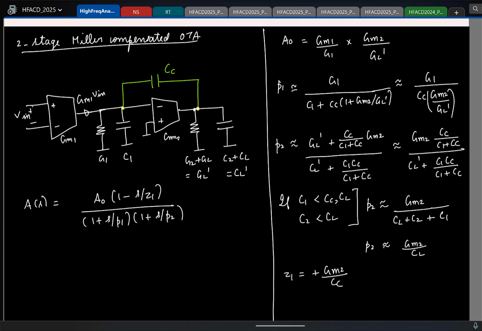So at least now I know GM1 and GM2. GM1 will be the transconductance of the differential pair in your 5-transistor OTA. GM2 will be the transconductance of the common source amplifier, the common source NMOS transistor. So with that, let's at least try to design those transistors and see how it will be.